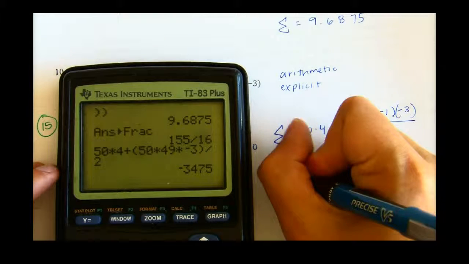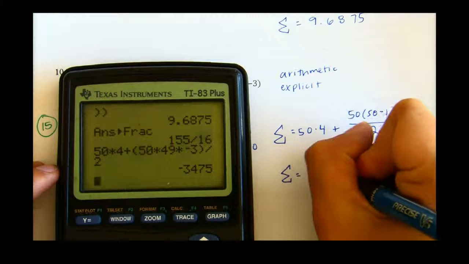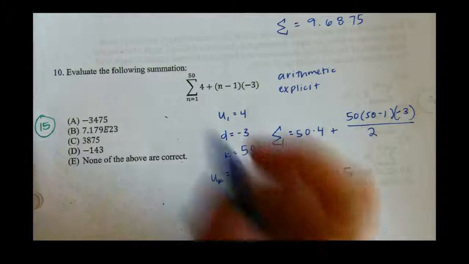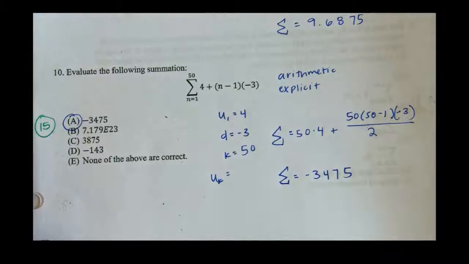In that case, I'll get the sum is equal to negative 3,475, which matches up with answer choice A. Let's keep moving on.